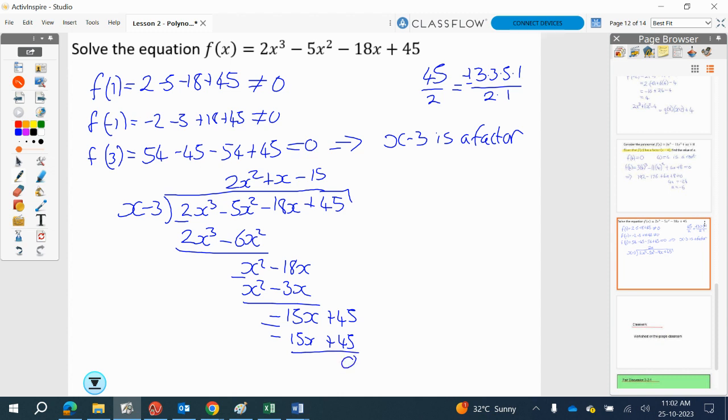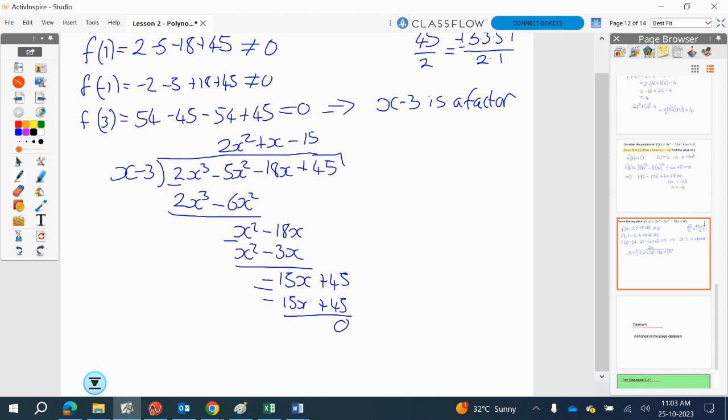When you come out here, if you don't get 0, go back because you've made a mistake, because we've already shown it's going to be 0. If, when you do this process, you don't get 0 as a remainder, you've made a mistake, so you can go find it. So what does this tell us?